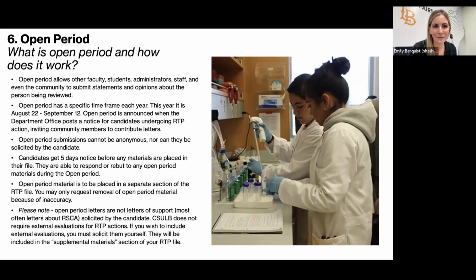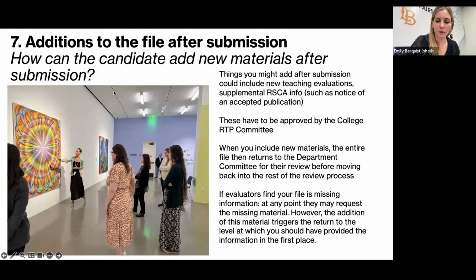Any other questions at this time? Okay, great. So open period, let me make sure. Okay, so the next thing we want to talk about is adding things to your file after your file is submitted, which of course happens, right? So how can you do this? What might you add after your file has been submitted? For example, new teaching evaluations or supplemental information about your RSCA. For example, notice of a publication being accepted.